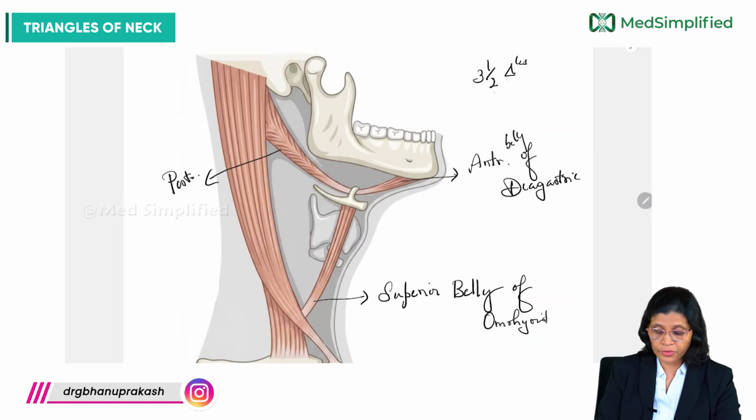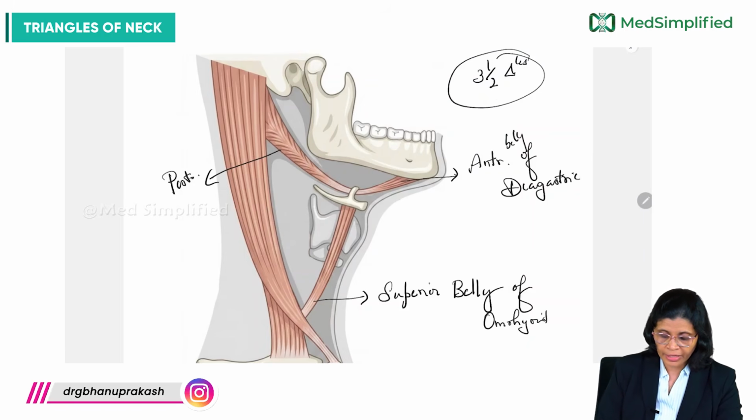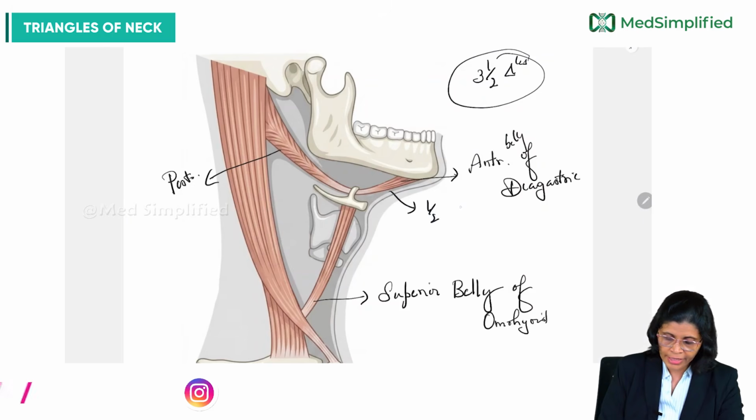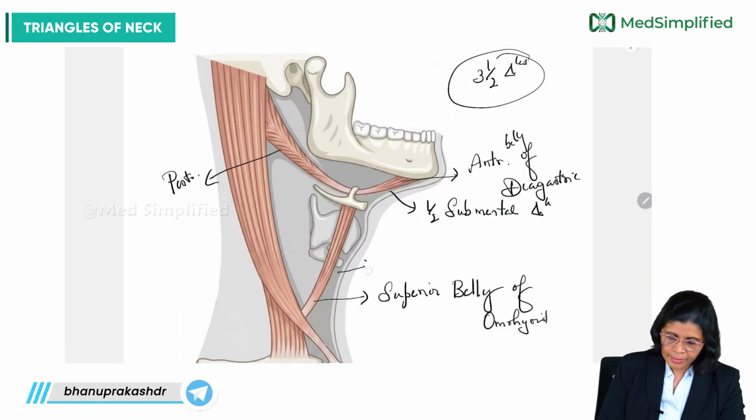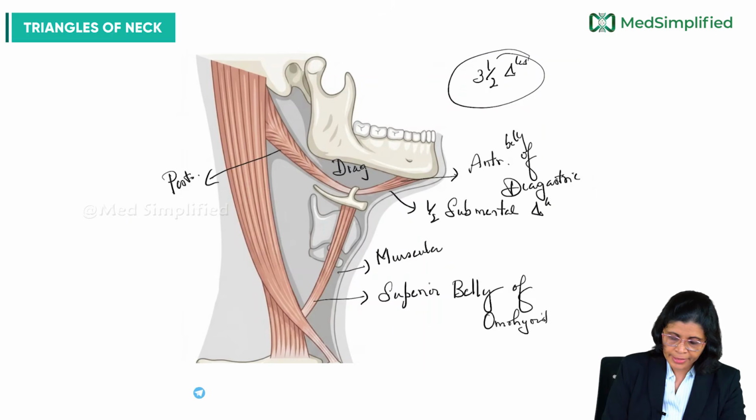The anterior belly and posterior belly of digastric muscle and the superior belly of omohyoid divide this anterior triangle into 3.5 triangles. Which are those 3.5 triangles? We have half of the submental triangle on each side, since the submental triangle is shared. This is the muscular triangle. This is the submandibular or digastric triangle, and we have the carotid triangle.